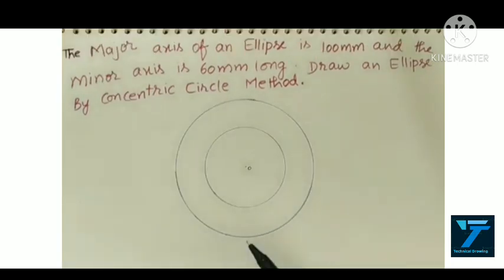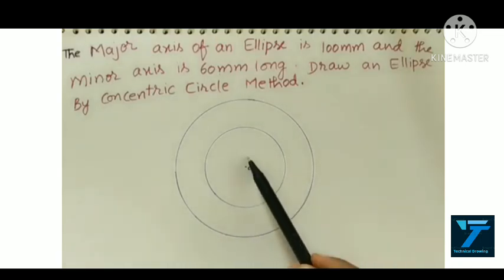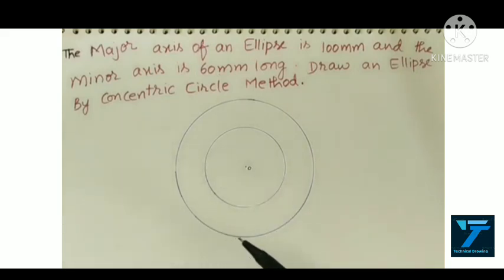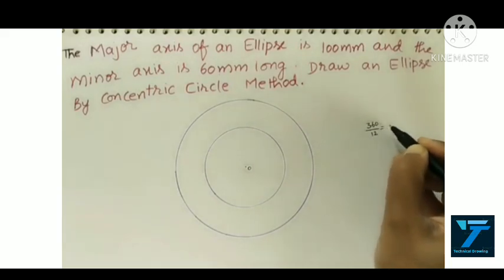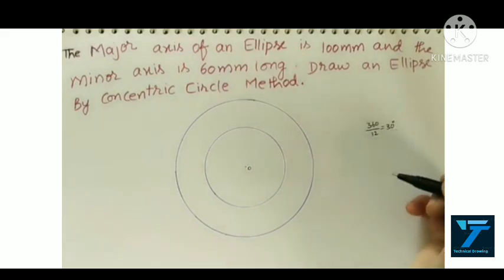After getting these two circles, divide the circle into 12 equal divisions. As we know, for any circle, the angle at the center is 360 degrees. So we have to divide this 360 degrees into 12 equal divisions. 360 divided by 12 gives 30 degrees. Each part is 30 degrees.